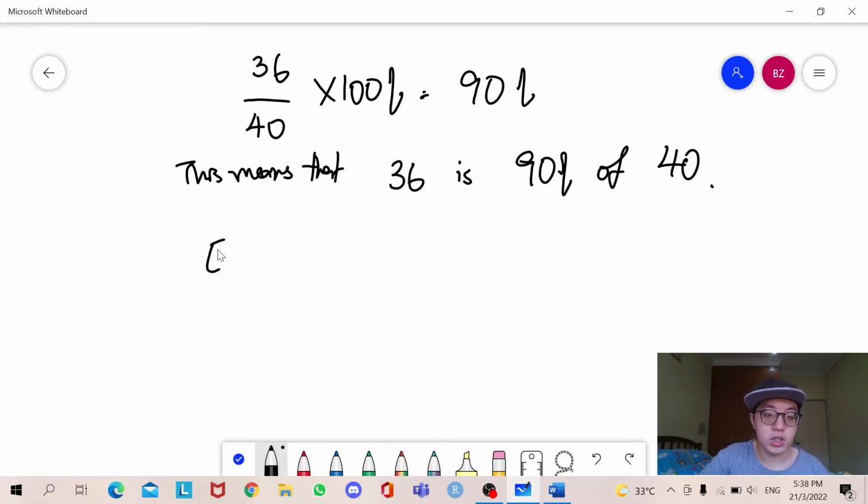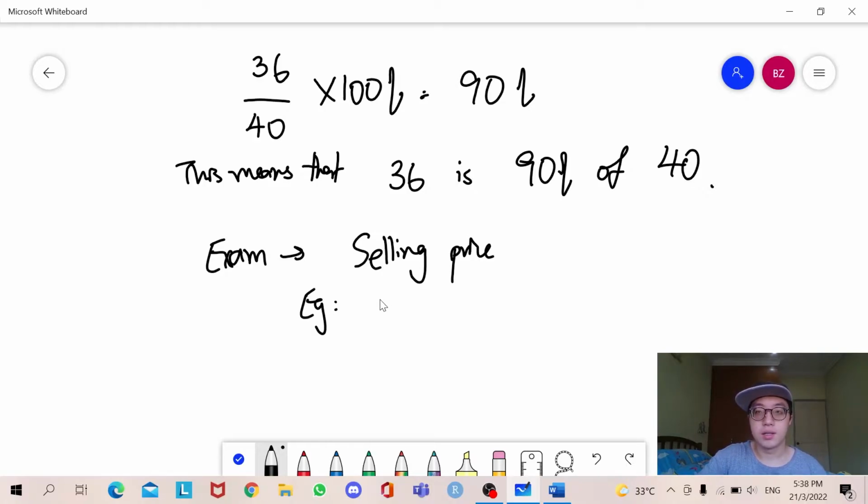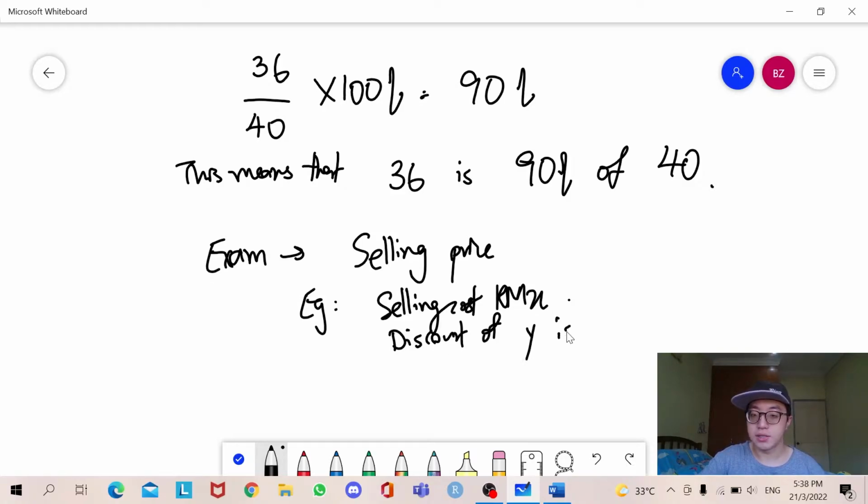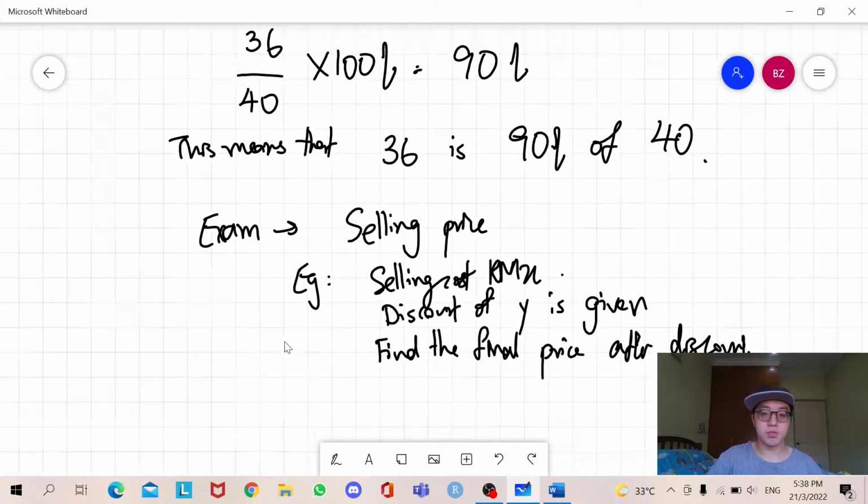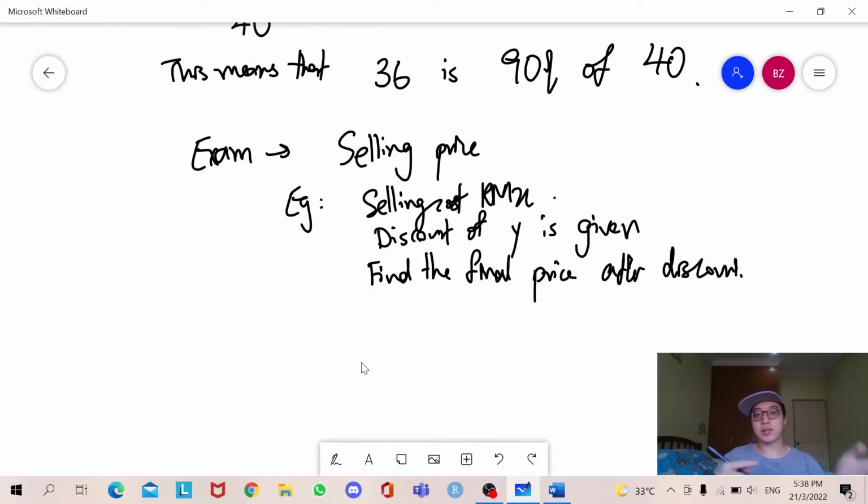So in exam they will usually ask about selling price. All right, so let's say for example they're gonna say the selling cost is X, all right, RMX, and then a discount of Y is given. All right, then find the final price after the discount. All right, so this is one of the examples of the question. So we will look at the examples after that.